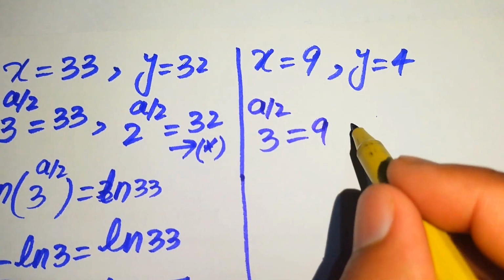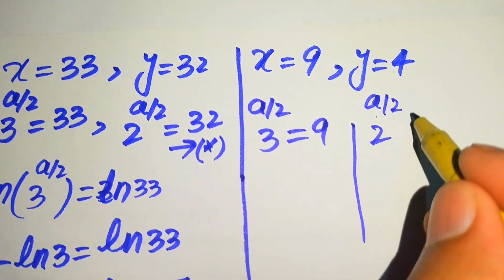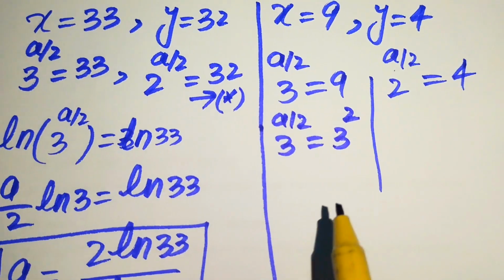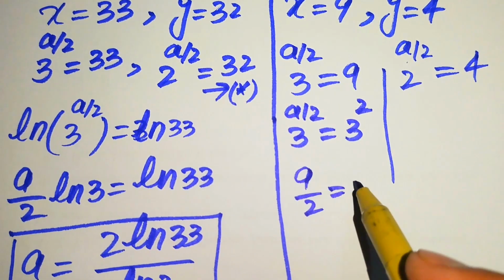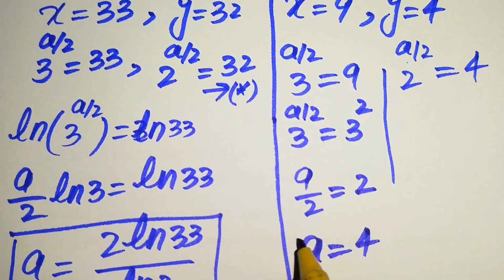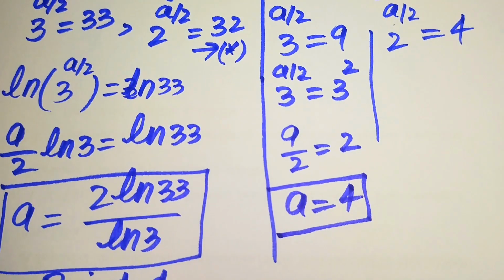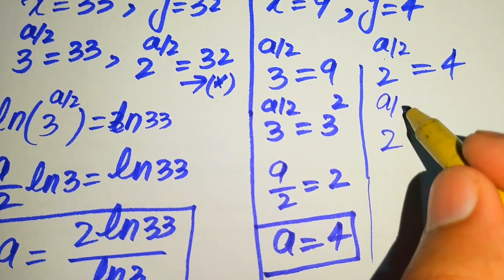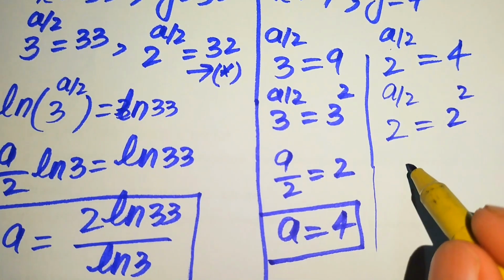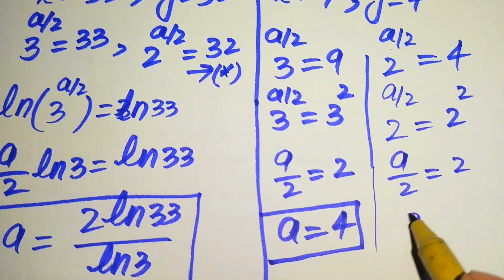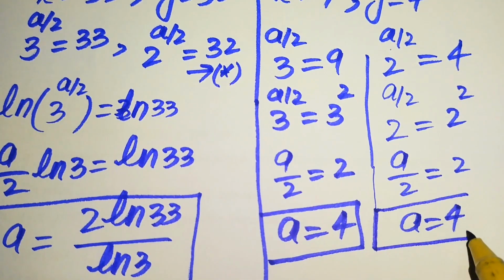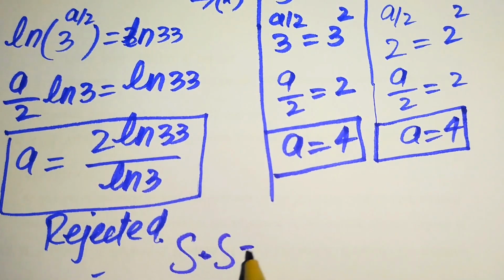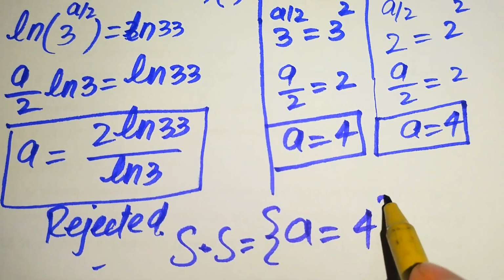So here we use these two values and we get 3 to the power of a over 2 equals 9, and 2 to the power of a over 2 equals 4. So here we write 9 as 3 squared, and when we compare both of the sides we get a over 2 equals 2, and we easily get the value of a equals 4. This is the first integer value of a. Now for this case we rewrite the right hand side: 2 to the power of a over 2 equals 2 squared, and we get a over 2 is equal to 2, and from this case we again get the value of a is equal to 4. So we get only one integer solution, and that is equal to 4, and finally the solution set of the given question is a equals 4.